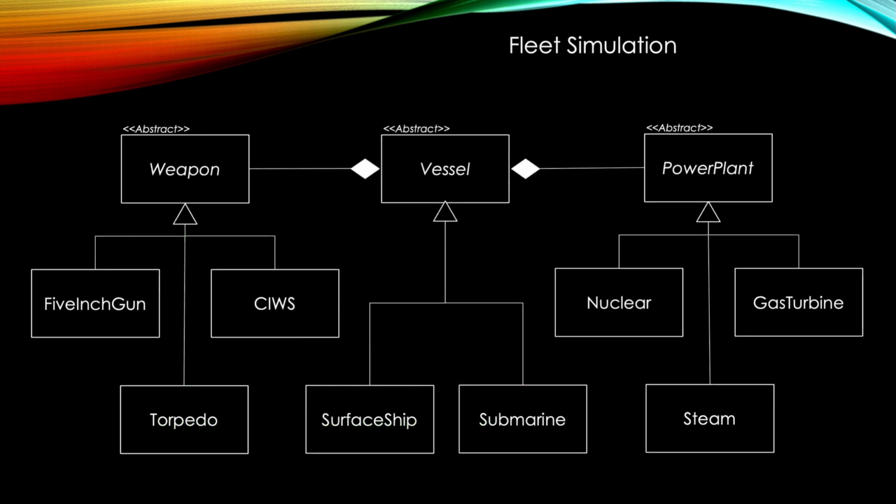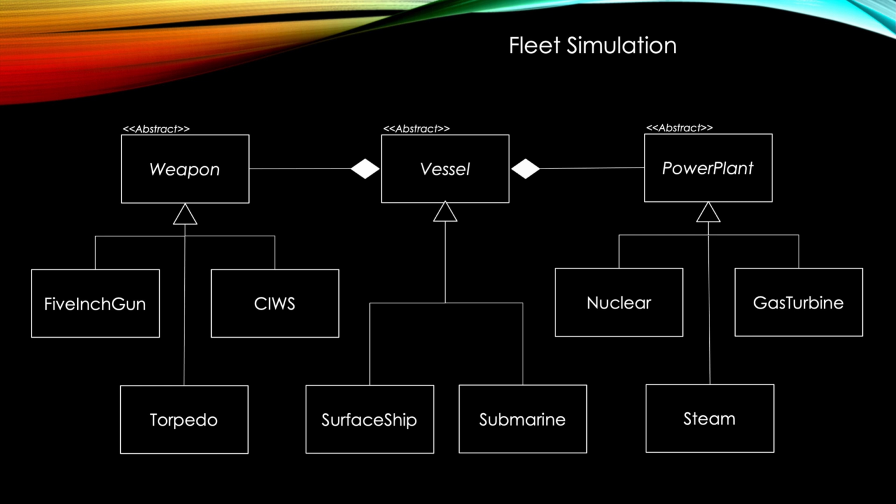Here you have a software architecture for an application I call Fleet Simulation. It provides 3 abstract base classes: vessel, weapon, and power plant. Vessel is a composite which can contain a weapon and can contain a power plant. For the vessel, you have 2 subclasses, surface ship and submarine.